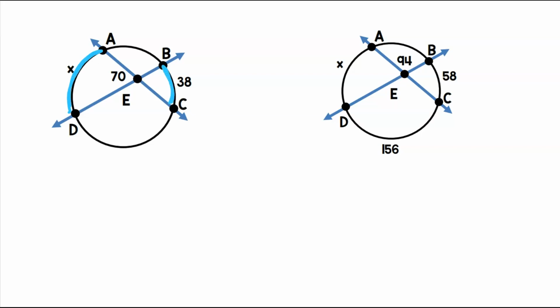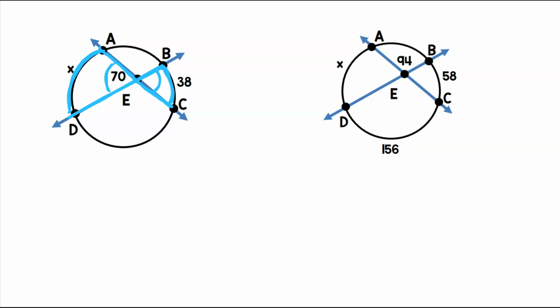Now we also have this 38. We can make a bow tie out of this. If we make a bow tie out of this, we actually know what the angle measures. Now remember, these are not central angles and they are not inscribed angles, but they are inside the circle formed by two intersecting chords. So we can use the formula we learned earlier.